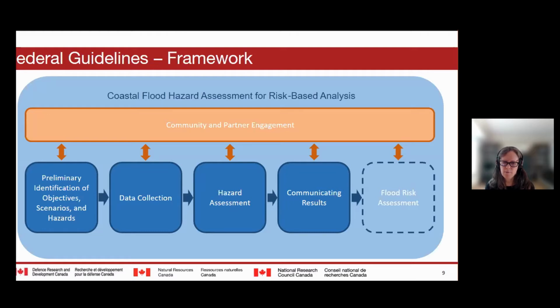There's really 4 components that we're going to be addressing today, and those are in the blue boxes that you can see on your screen. So the first piece is really the preliminary identification of objectives, scenarios, and hazards. And then we're going to go into data collection, and then into the hazard assessment itself, that's the hazard modeling, and then making sure that the actual hazard assessments that you run can communicate in a way that's meaningful to decision makers. And then, of course, the hazard assessment feeds directly into the risk assessment component. So that's understanding the impacts and consequences that communities face so that they can inform their decision making. And then, of course, all the while, community and partner engagement is an important process throughout.